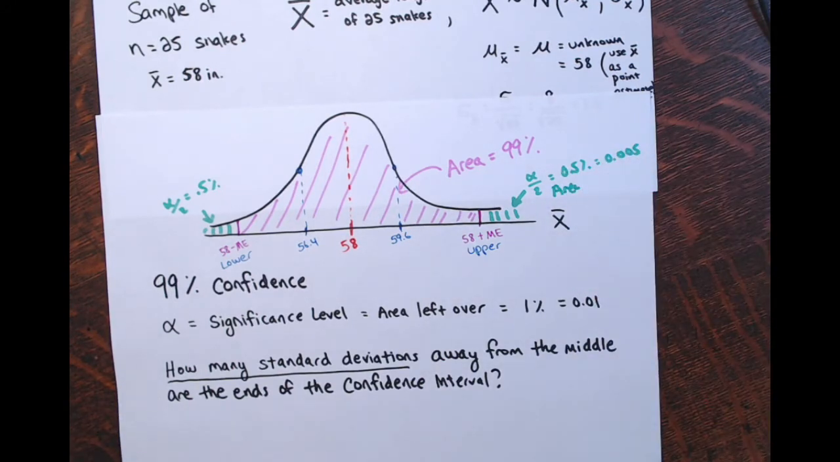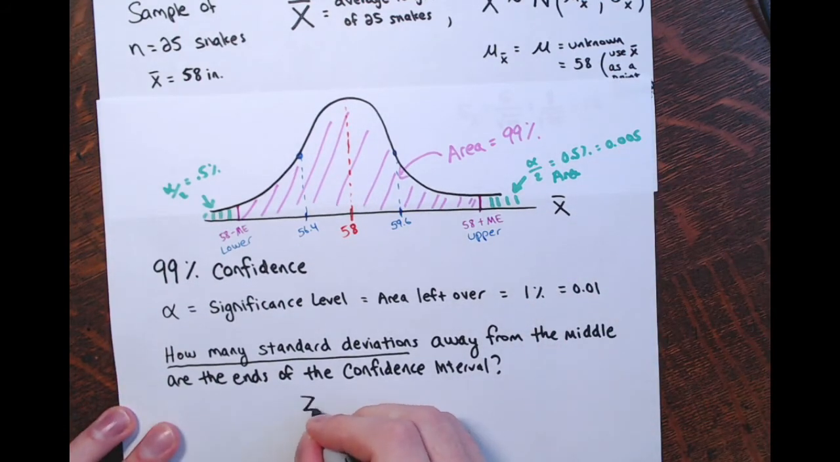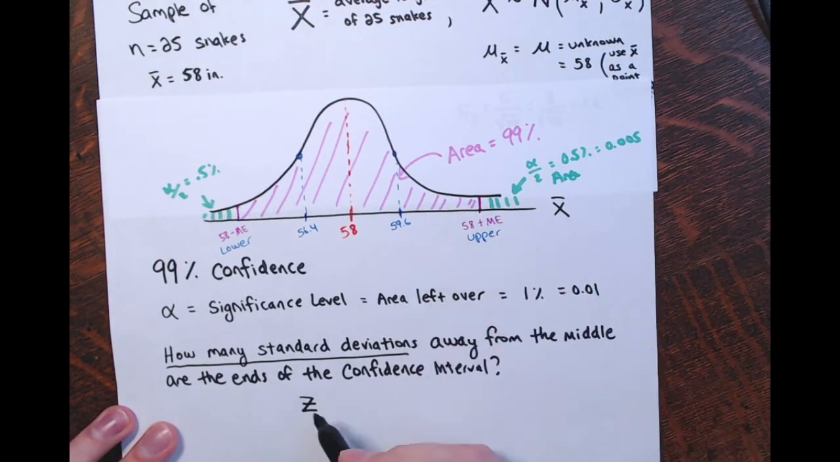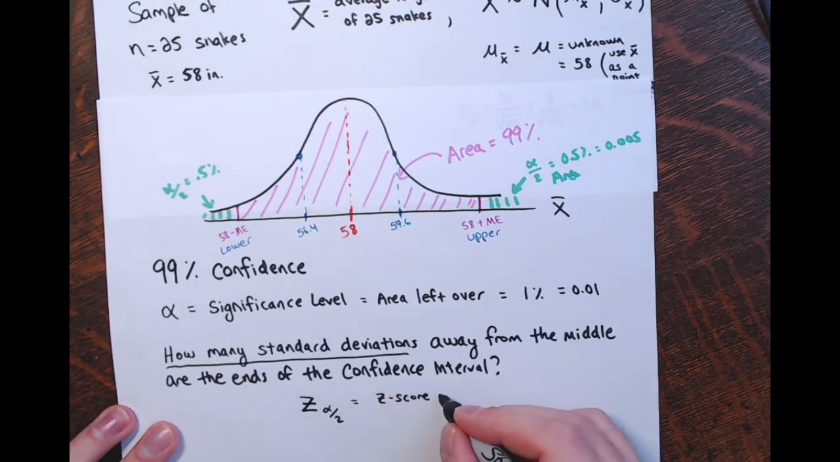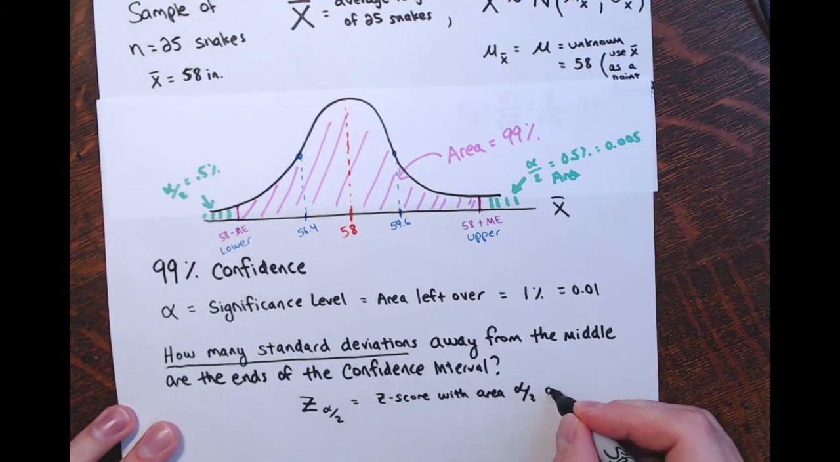And so when we're looking for z-scores, that would be the z-score with half of alpha above it, and you'll see it written like this. When you see a z-score with a subscript, that means I want to find the z-score with this area above. All right, this is the z-score with area alpha over 2 above it, or to the right of it.